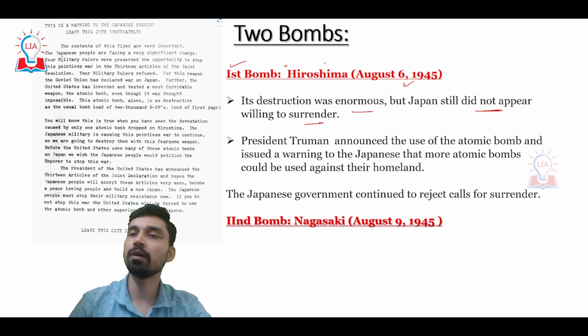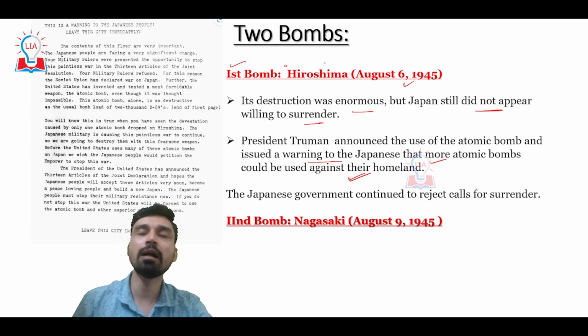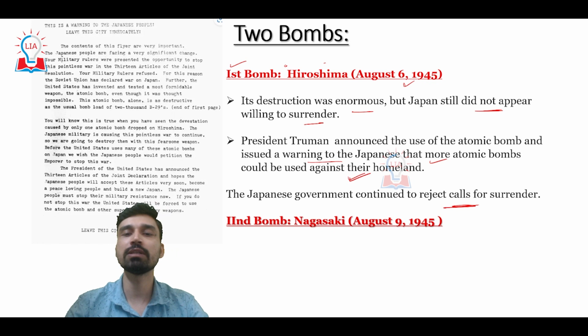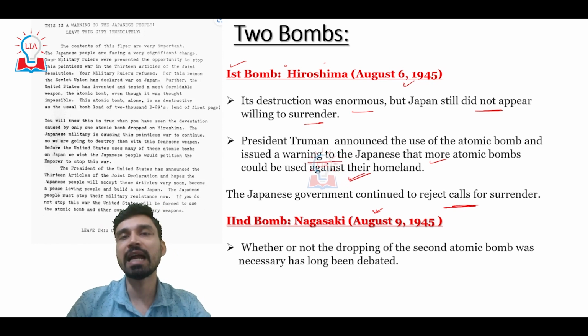President Truman then announced the use of the atomic bomb and issued a warning to the Japanese on the radio that more atomic bombs could be used against their homeland if Japan did not surrender. However, the government still continued to reject calls to surrender, and thus three days later, on the morning of August 9th, 1945, the second atomic bomb was dropped over the city of Nagasaki.